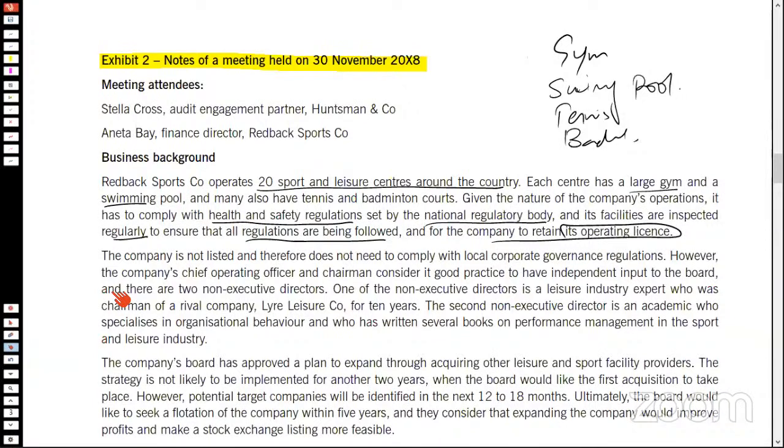Although the requirements of the code of corporate governance are not applicable to you, you will still try to follow the requirements of the code of corporate governance as a good practice, to ensure that the organization operates under good governance.